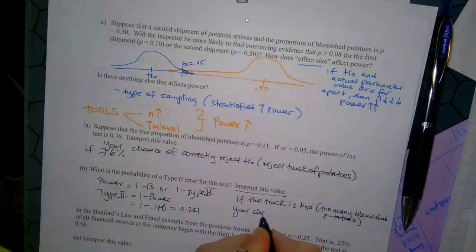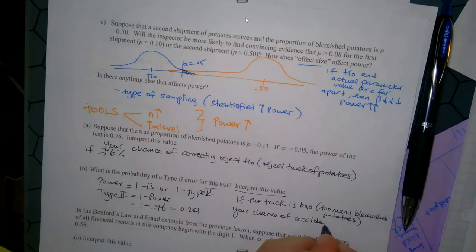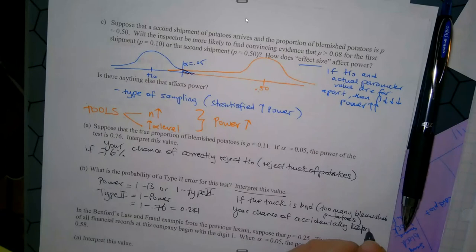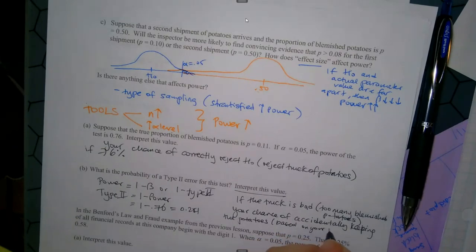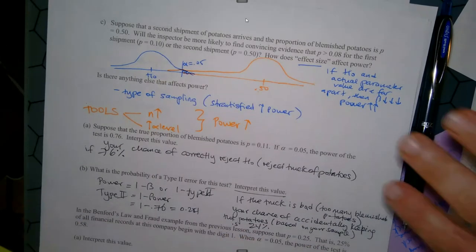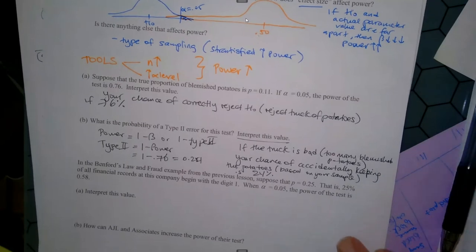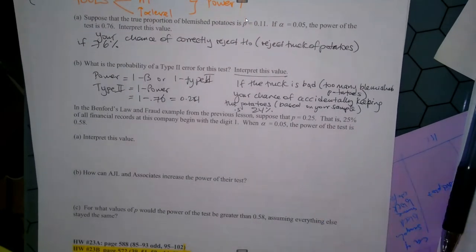Too many blemished potatoes. Your chance of accidentally getting a sample that doesn't tell you that, of accidentally keeping the truck, keeping the potatoes that you really don't want, based on your sample, is 24%. So this is basically what you need to know for AP tests. You don't really need to know how to calculate it yourself.